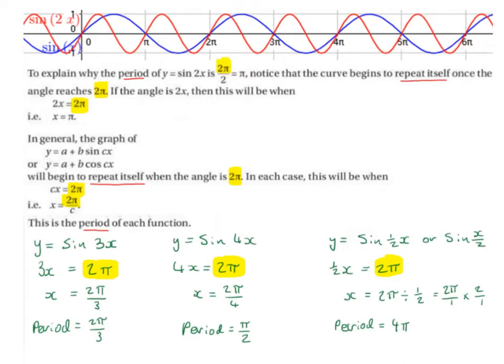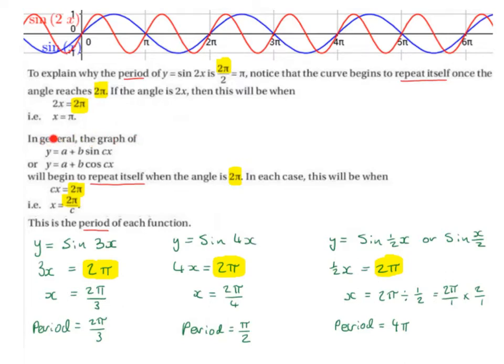So we can see that with the blue graph, y equals sine of x, if we start at 0 and go up as far as 2 pi, we get one period of the graph of y equals sine of x, or one building block. So if the angle is 2x, then this will be when 2x is equal to 2 pi, i.e. x is equal to pi. So we can cancel out the 2's and we're left with x is equal to pi.